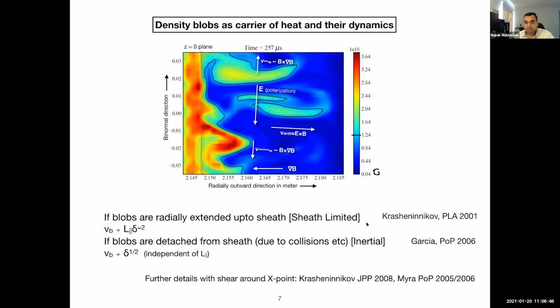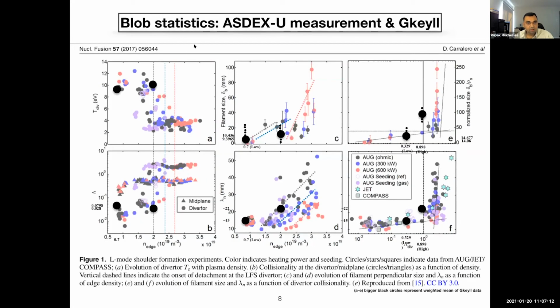Regarding scaling, it has been found that if they are connected to the sheath, the velocity of the blobs goes as delta to the power -2, where delta is the y width of the blobs. For the other case, it goes as delta to the power 1/2. And this detached scaling can occur because of collisions, etc.